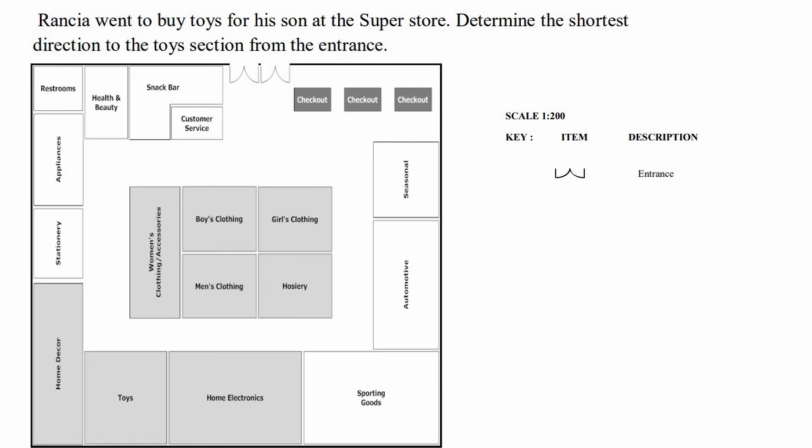Rancia went to buy toys for his son at the superstore. So this is the superstore. Determine the shortest direction to the toys from the entrance. So the entrance is this part here. You see how they're telling us? Those are just doors. Now the toys are at the back of the shop. So if he goes this way, it's going to be a little bit longer. So he could rather go this way, and then that way.